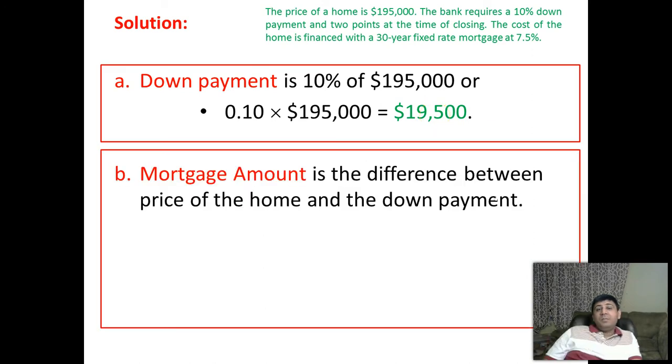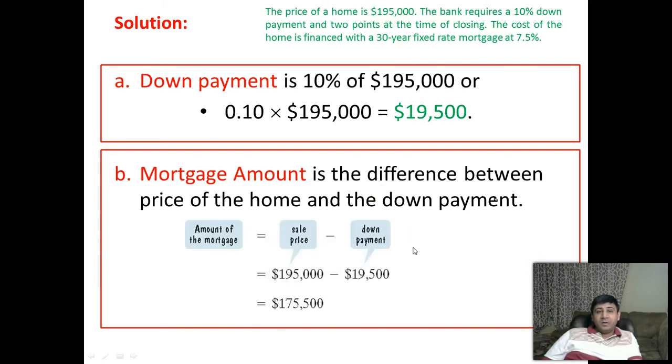Second part is the mortgage amount. We already paid the down payment, it's gone, this is our money. So we'll subtract this down payment from the price of the house, and whatever is left over, that will be our mortgage amount. So we need a loan, or a mortgage, of $175,500 for this house. So that's our second part.